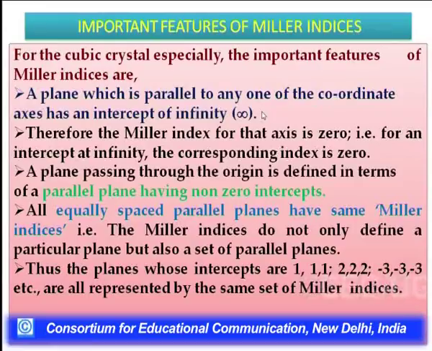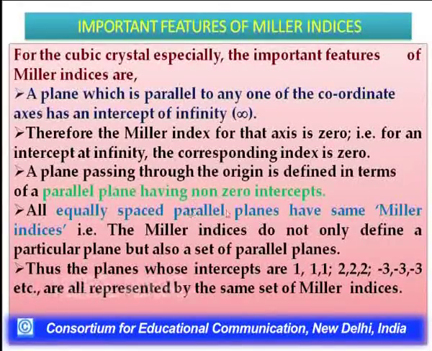Again, there are some features to express the Miller indices. Apart from that, we define that if the plane is parallel to an axis, then we consider its intercept as infinite. If the intercept is infinite, then the Miller index for that axis will be 0. And a plane passing through the origin is defined in terms of a parallel plane having non-zero intercepts. Means we will not consider it as 0, it will be the non-zero intercepts.